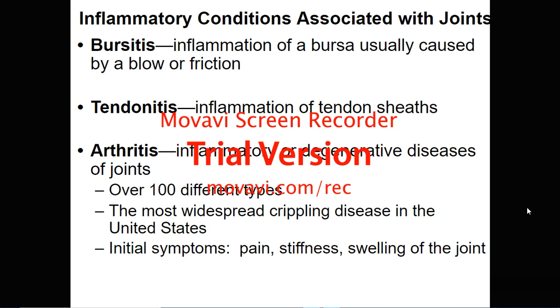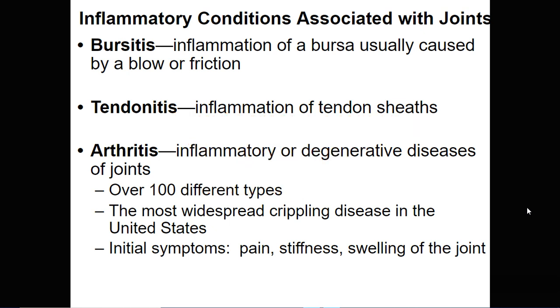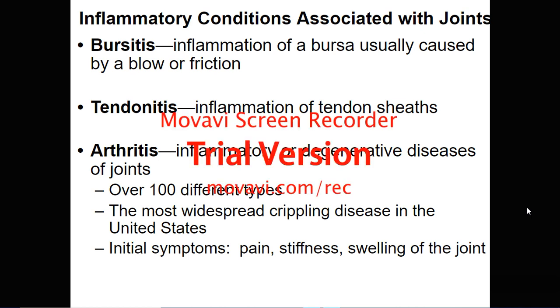So the way that you treat bursitis is you can inject the area, the bursa, with an anti-inflammatory drug. And if you have excess fluid, you can remove some of the fluid to relieve the pressure.